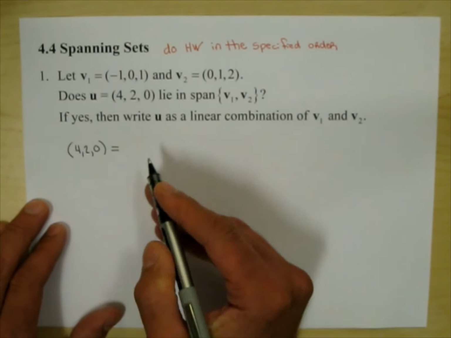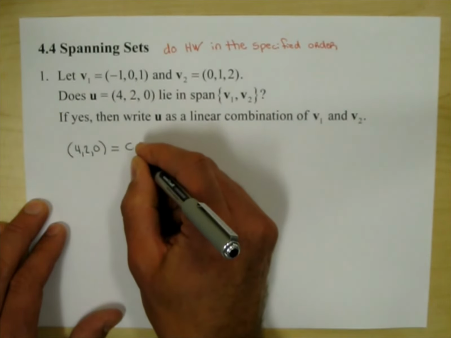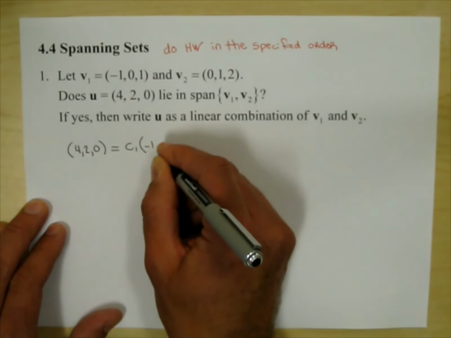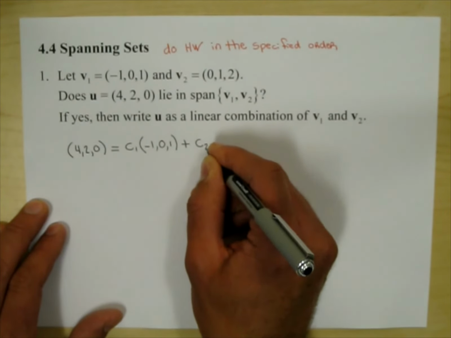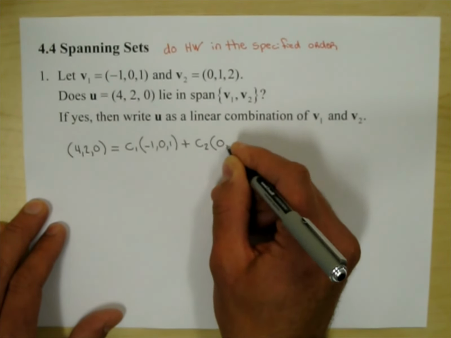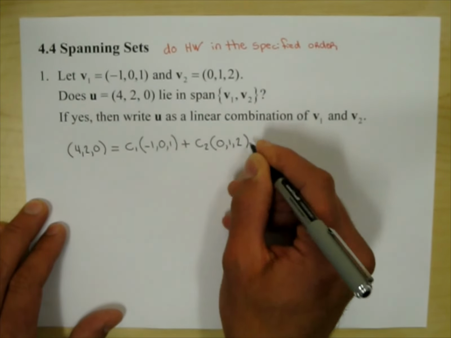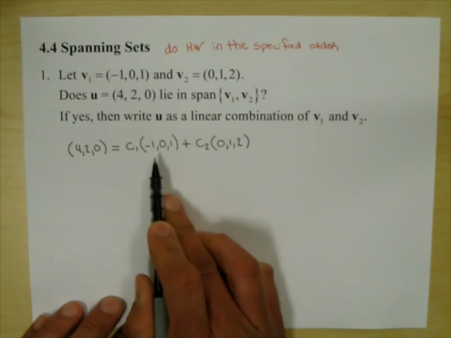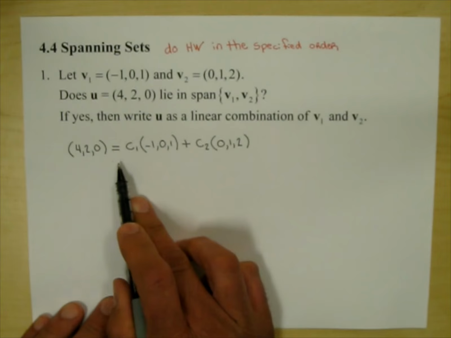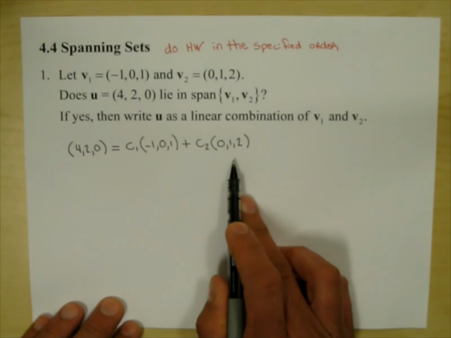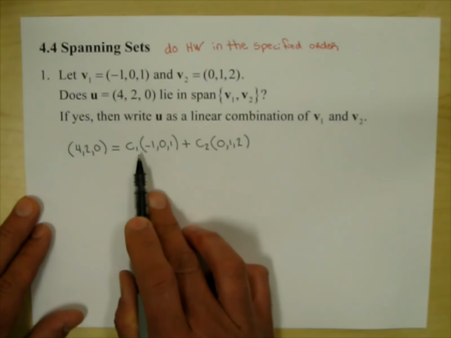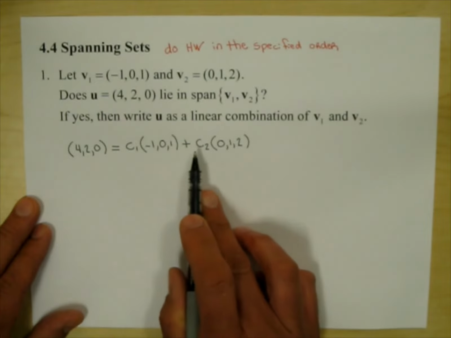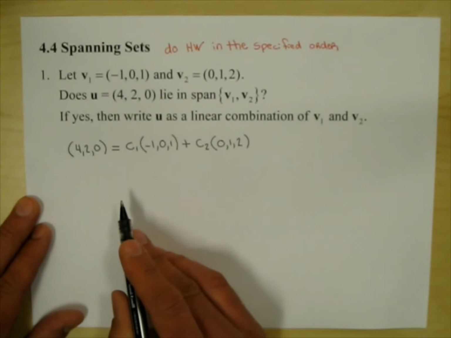Now, how do you do that? You put a scalar here, C1 times (-1, 0, 1), plus C2 times (0, 1, 2). So can you find two constants where this will be true? And that's what we're going to do. So notice what I have. I can set 4 equal to the sum of the first two elements here in each of those vectors. So that's what I'm going to do.